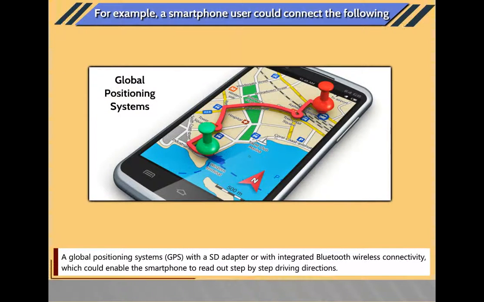A global positioning system, that is GPS, with an SD adapter or with integrated Bluetooth wireless connectivity, which could enable the smartphone to read out step-by-step driving directions.